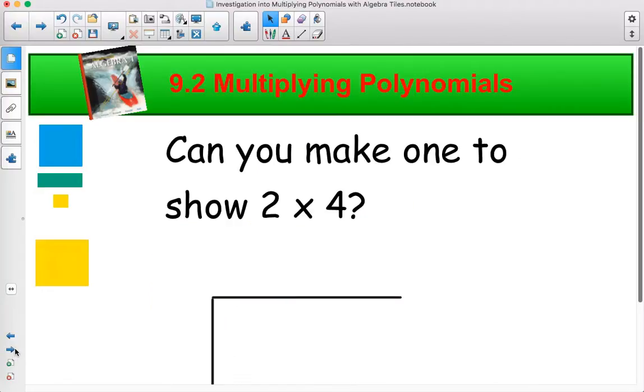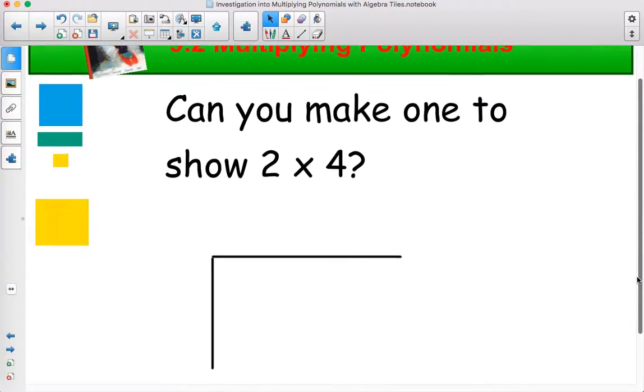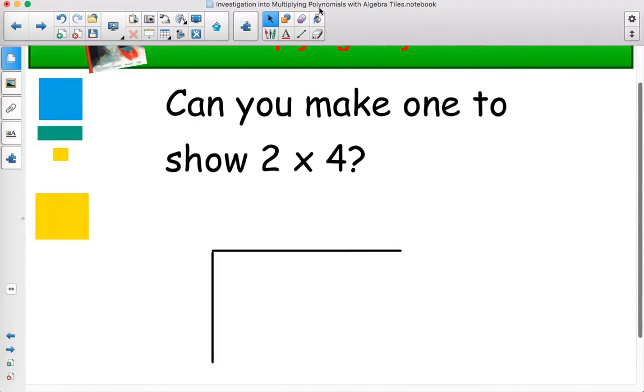Okay? So moving forward, could you make a visual diagram showing what 2 times 4 is, and maybe consider using those little yellow squares that are in your algebra tiles? Can you, for me, show what 2 times 4 would be using algebra tiles? So pause. Actually, no, we'll do this one. I'll let you try the next one. So what I'm saying here is, can I make one to show 2 times 4?